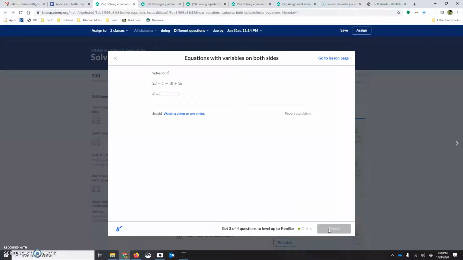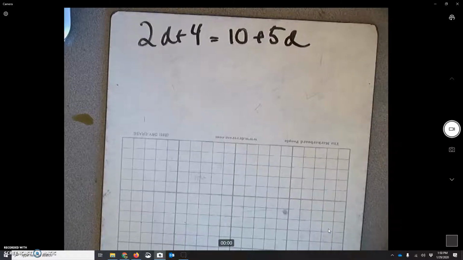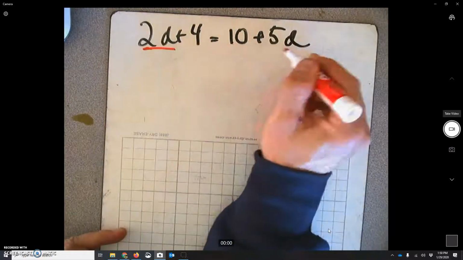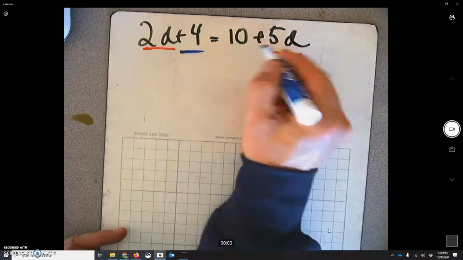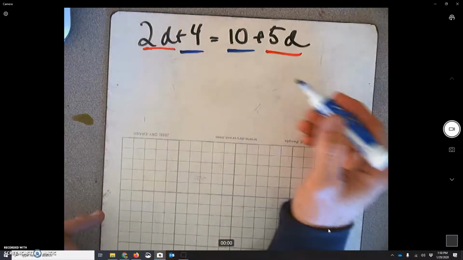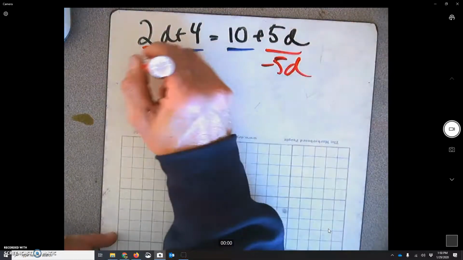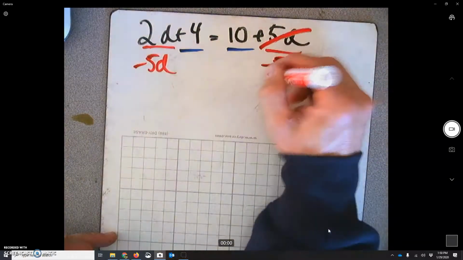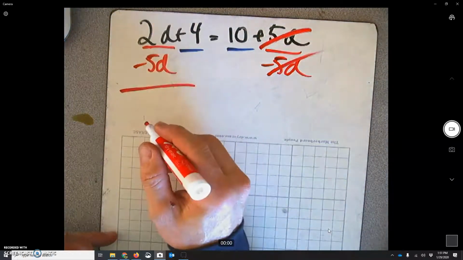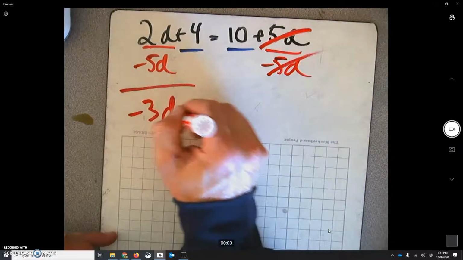All right, we got 2d plus 4 equals 10 plus 5d. Solve for d. Once again, move the d's to one side and move the constants to the other. So I'm going to go left again with all my variables. So subtract 5d, subtract 5d. Cross off. 2d minus 5d is negative 3d.